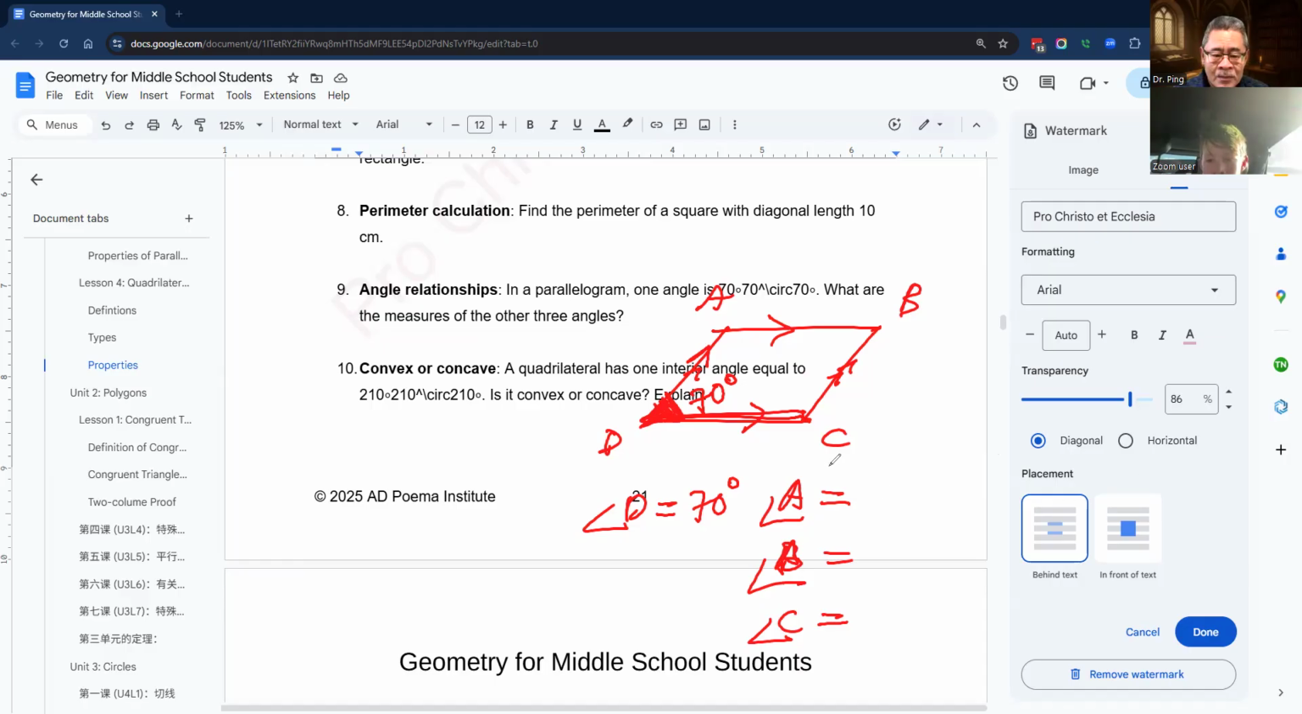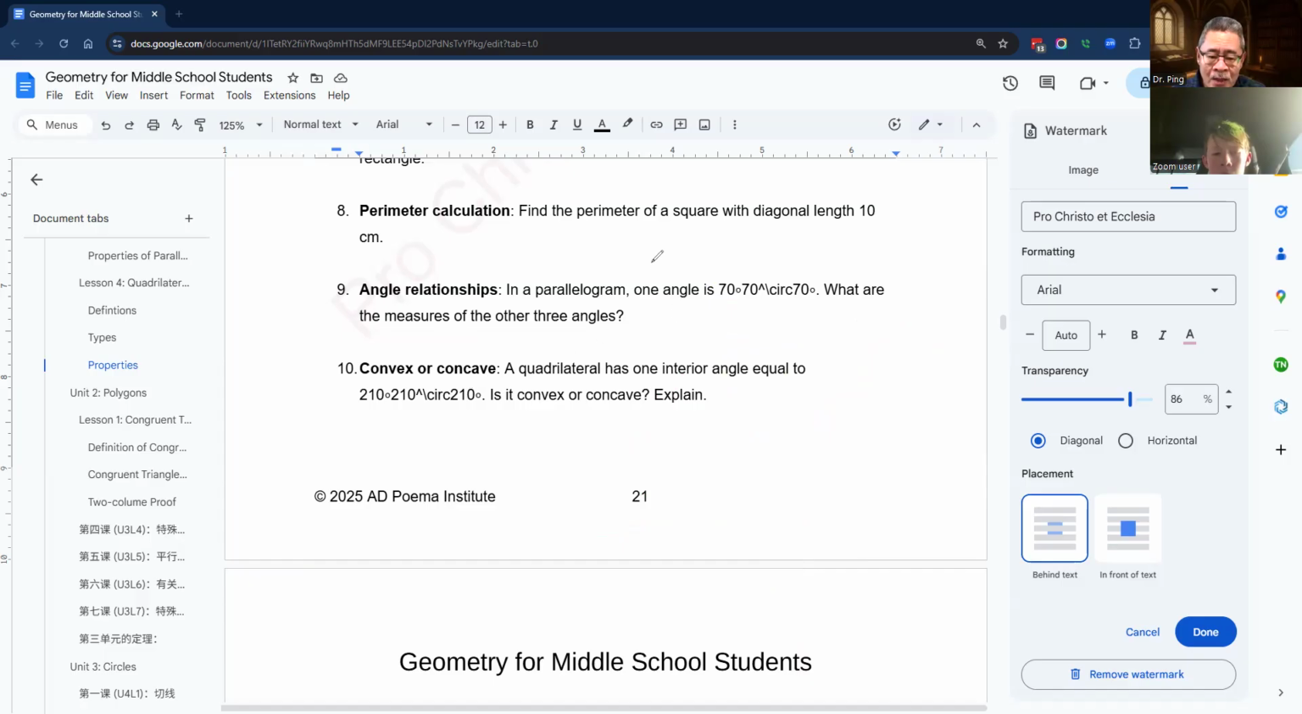Very good. Yeah. So we know D is 70, then the opposite angle has to be congruent, which has to be 70. And we also know that this and this added together have to be 180 because this line and this line are parallel. So it's 110. Very good. Okay.